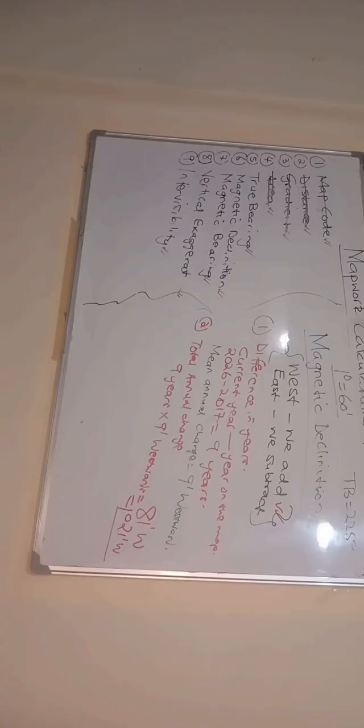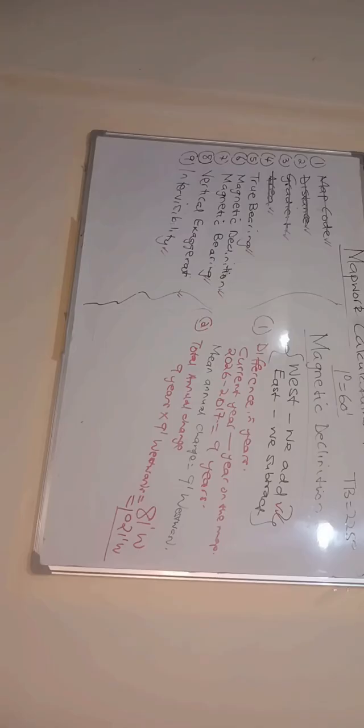We are not yet done. Do you understand this stage? So we have started by calculating the current magnetic declination. First, the difference in years: we calculate for the current year, the year that we are in, 2026 minus 2017, 9 years. We write down your mini annual change, which is 9 minutes westward. Then we use the difference in years and the mini annual change to calculate the total annual change. That is 9 years multiplied by 9 minutes westward.